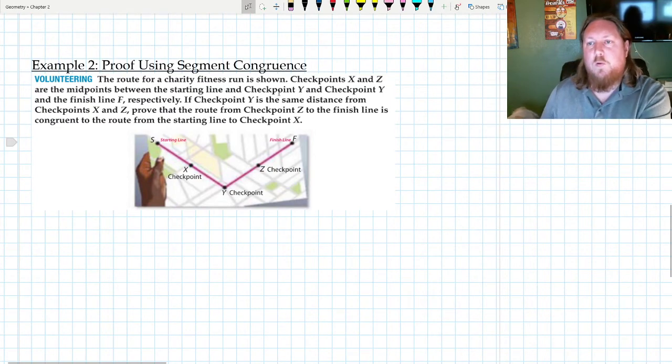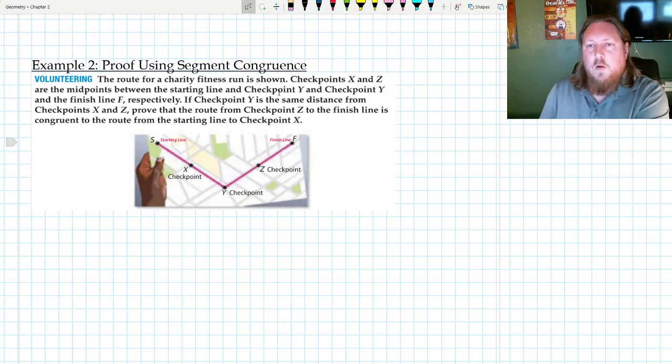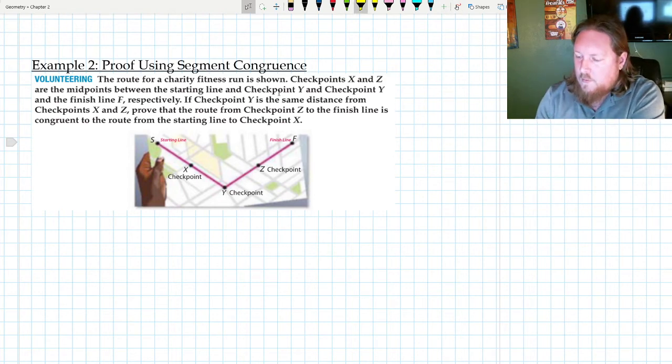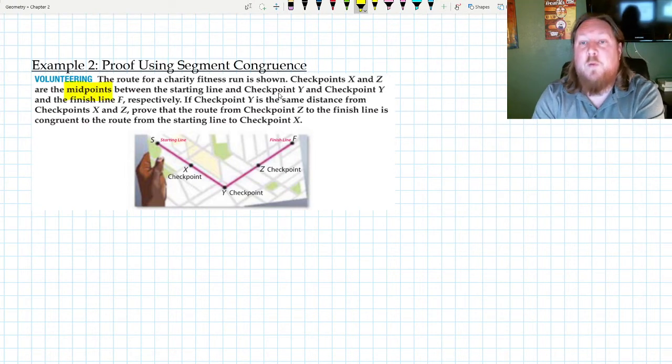Example 2. Prove using segment congruence. The route for a charity fitness run is shown. Checkpoints X and Z are the midpoints between the starting line. Ooh, that's a good word right there. Midpoints. We should make sure we know what midpoints mean.